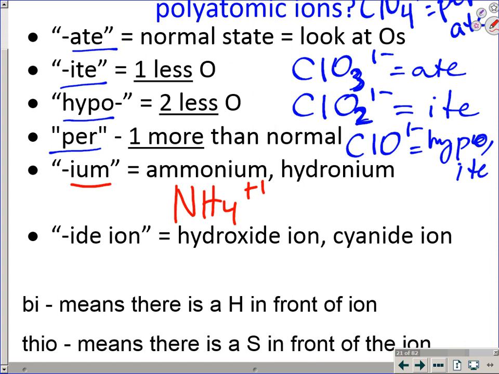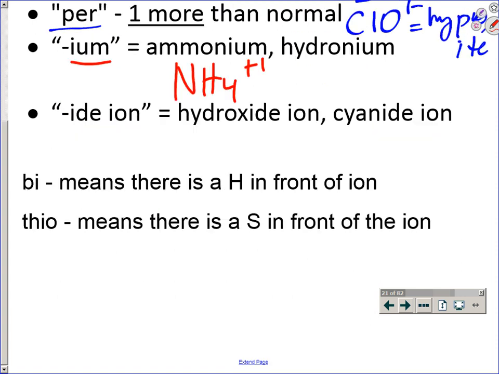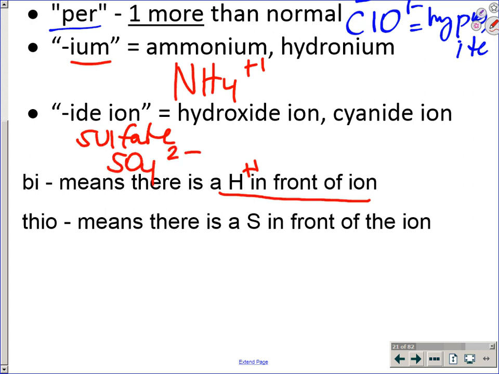The prefix, just get this out of the way. The prefix bi does not mean 2 for polys. The prefix bi means to add an H plus in the front. So everybody look at sulfate for me. Sulfate. What is the formula? SO4 2 minus, right? And then we just add a little bi on the front.